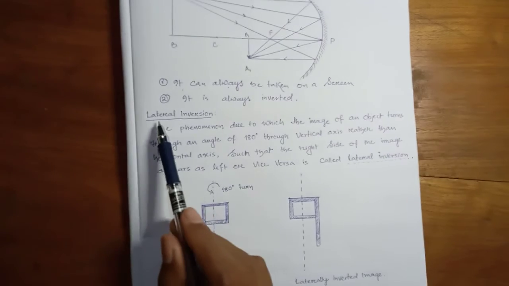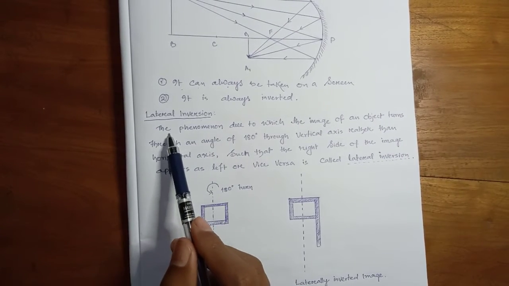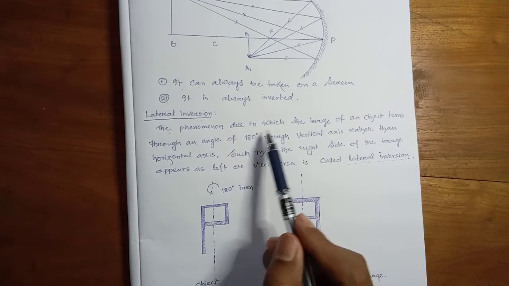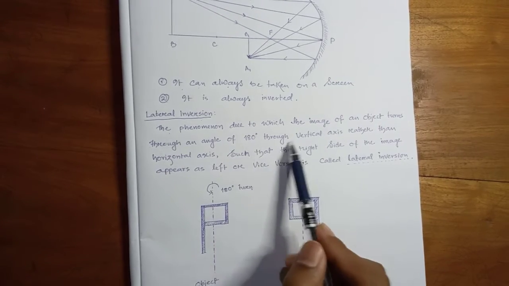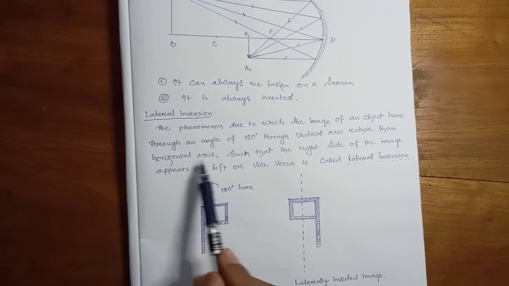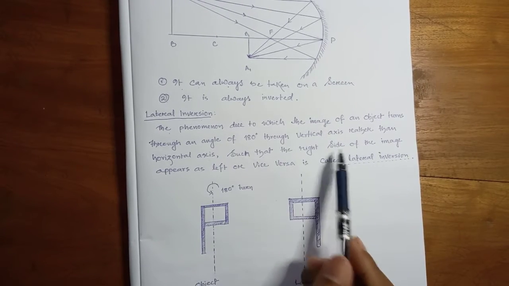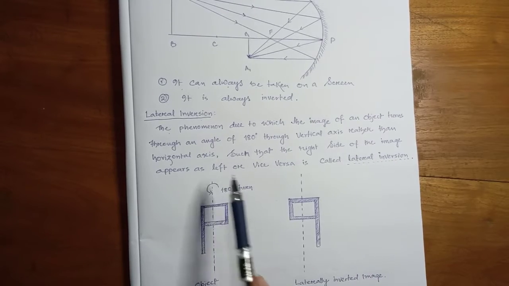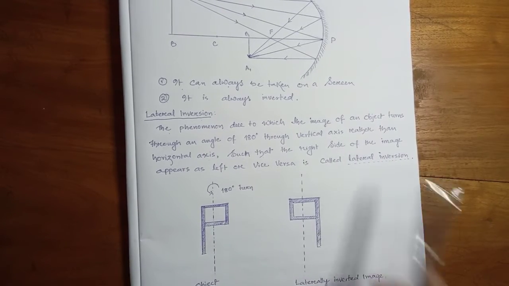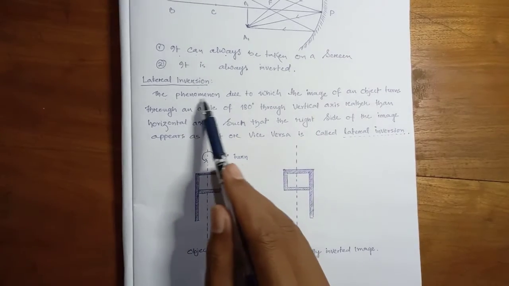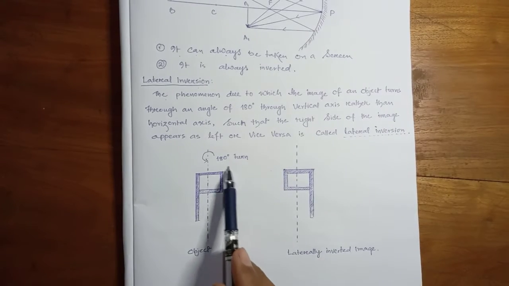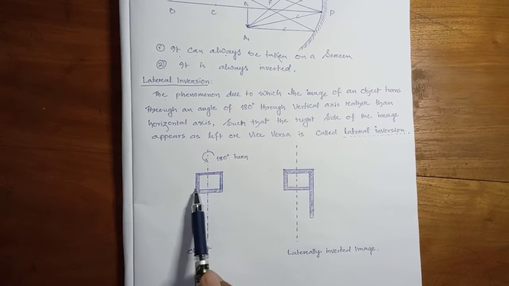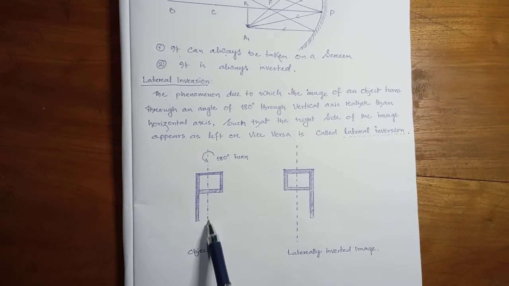Now I am going to explain what lateral inversion is. The phenomenon due to which the image of an object turns through an angle of 180 degrees through the vertical axis rather than the horizontal axis, such that the right side of the image appears as left or vice versa, is called lateral inversion. Suppose I have written the letter P here. This dotted line is the vertical axis.